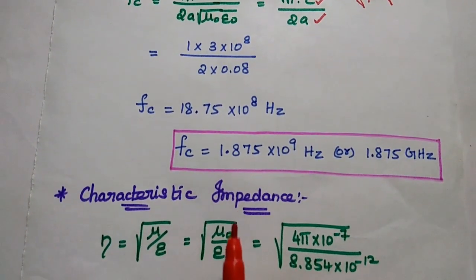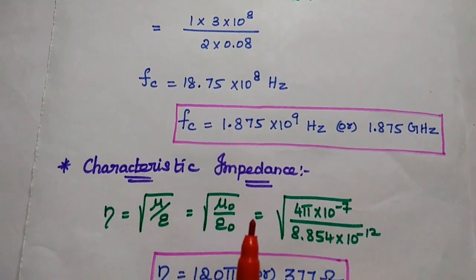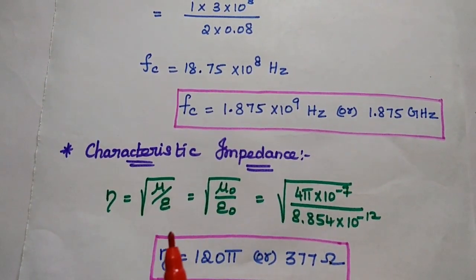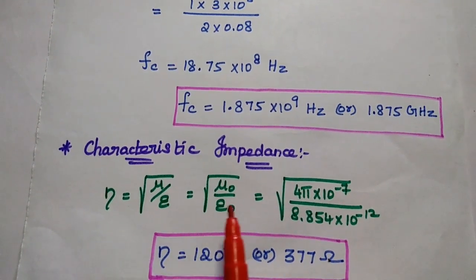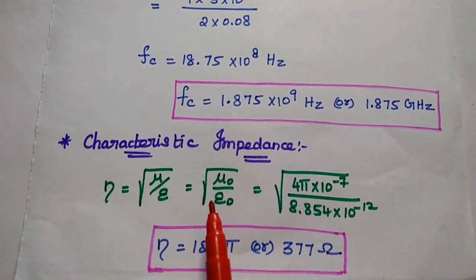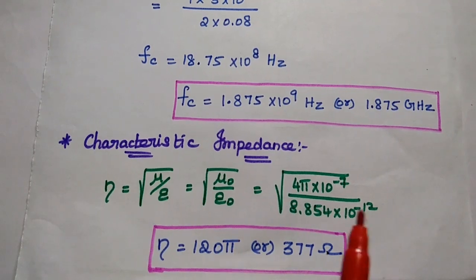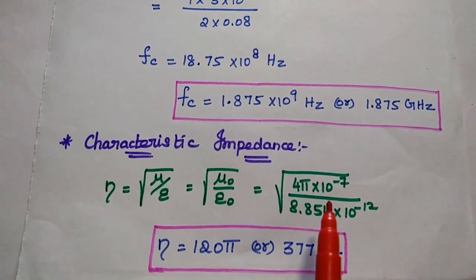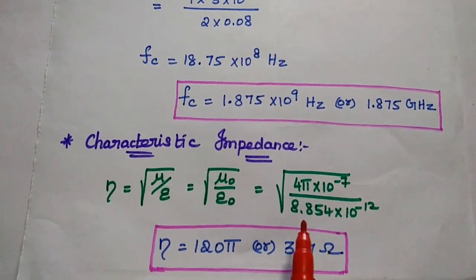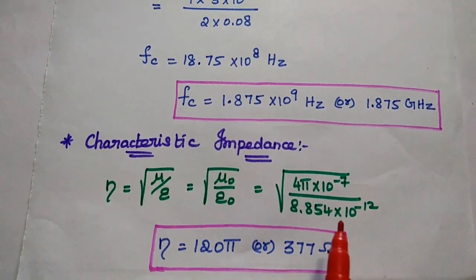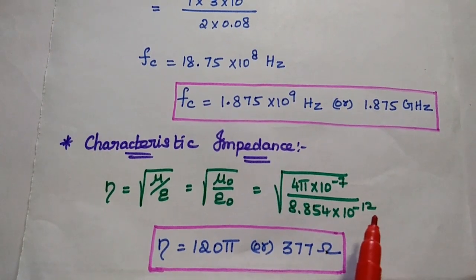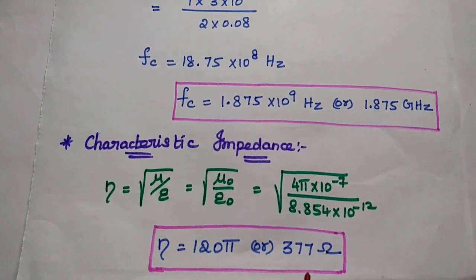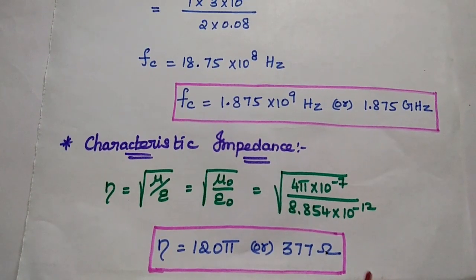So next we are going to find out the characteristic impedance. Characteristic impedance is nothing but square root of mu by epsilon. Here it can be represented as square root of mu naught by epsilon naught. We can simply substitute mu naught value as 4 pi into 10 to the power minus 7, epsilon naught value as 8.854 into 10 to the power minus 12. Then the answer is 120 pi or 377 ohm.